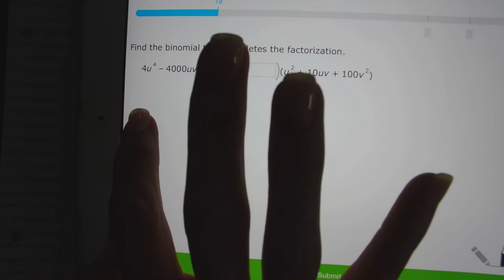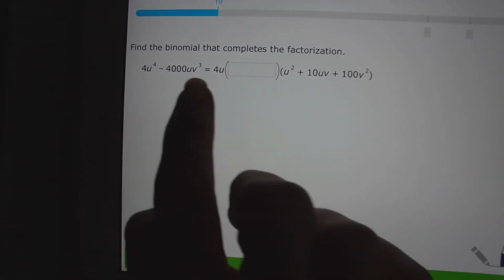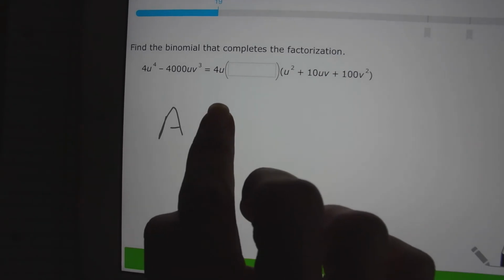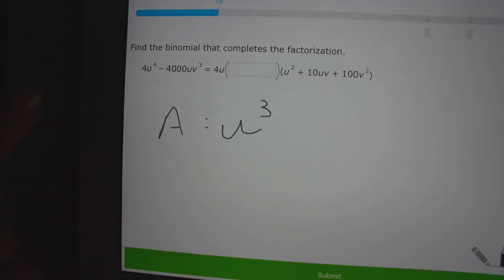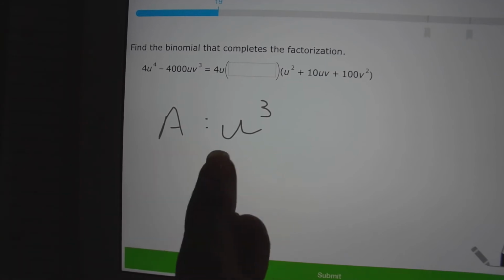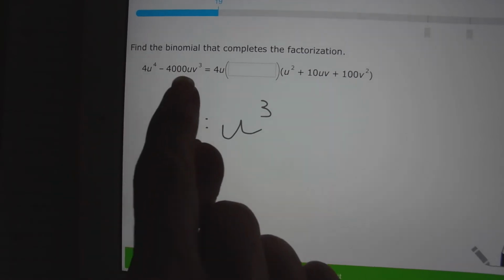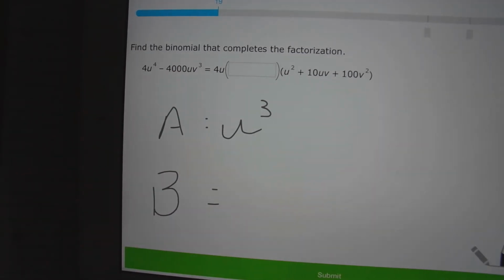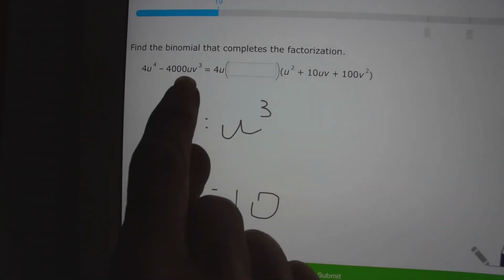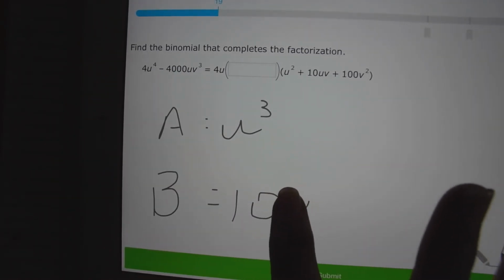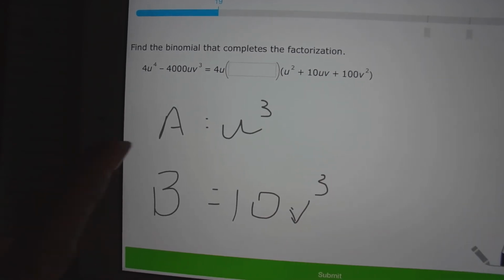Okay. So they're factoring out a 4U. So look up here. Your A is going to be U to the third. You take out the 4U, what's left? U to the third. B, if you take out 4U, what's 4,000 divided by 4? 1,000. What's the cube root of 1,000? 10. Now you took out the U, so the U's gone. V, wow, to the third. Here's your A and there's your B.